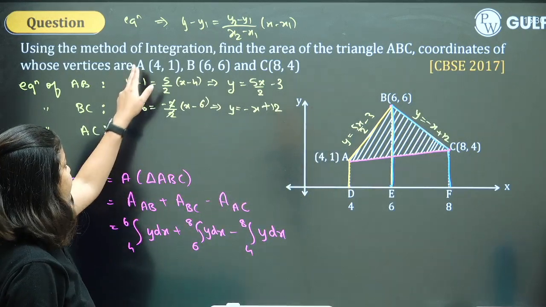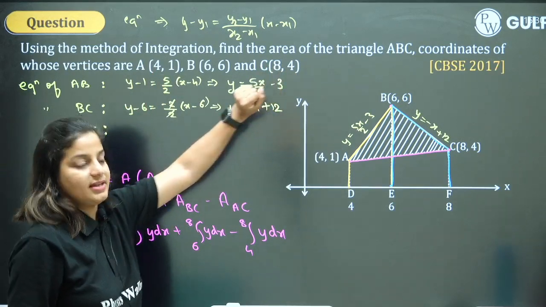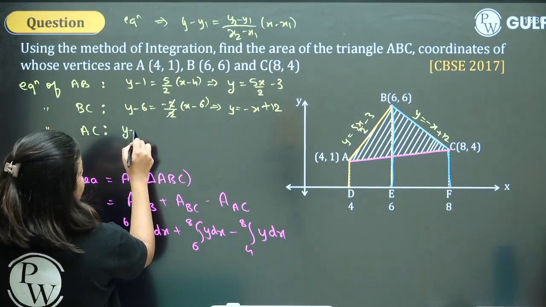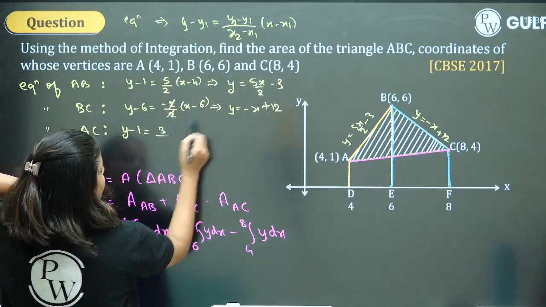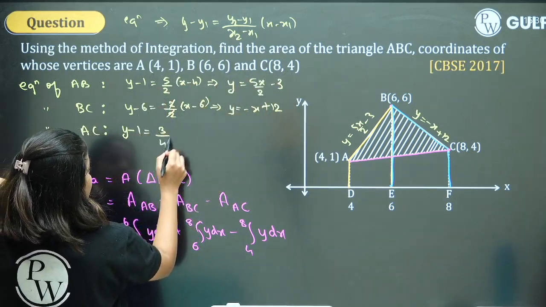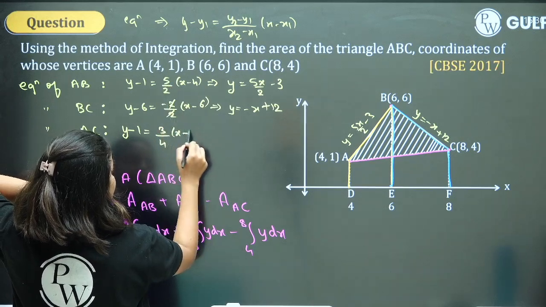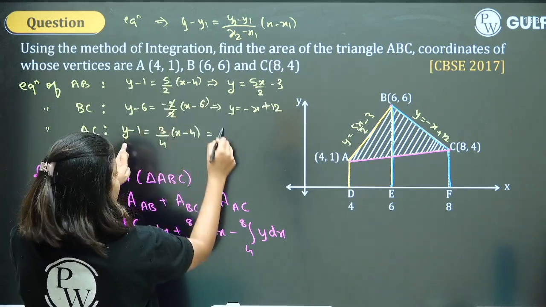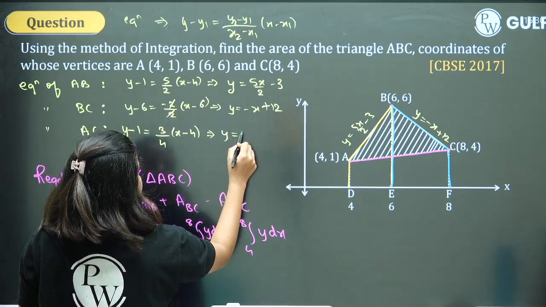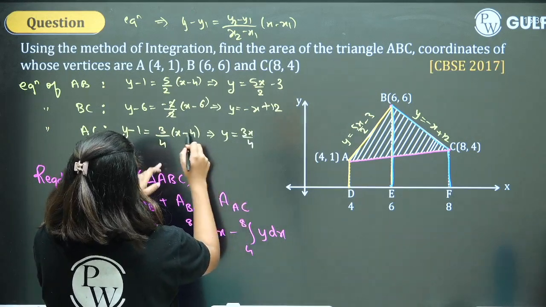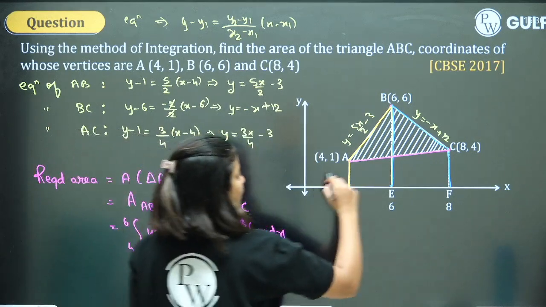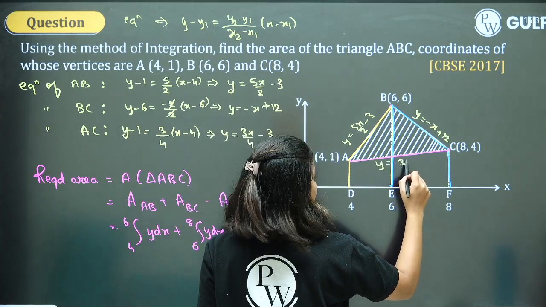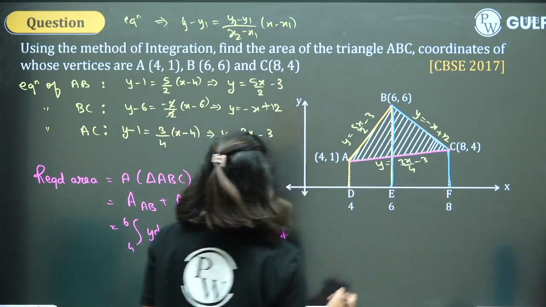And third one AC, this will be x1 y1, this will be x2 y2. Y minus y1 is equal to y2 minus y1 upon x2 minus x1 into x minus x1. Bringing 1 on the other side, y is equal to 3x upon 4 minus 4 plus 1 is minus 3. The equation of line AC is y is equal to 3x upon 4 minus 3.